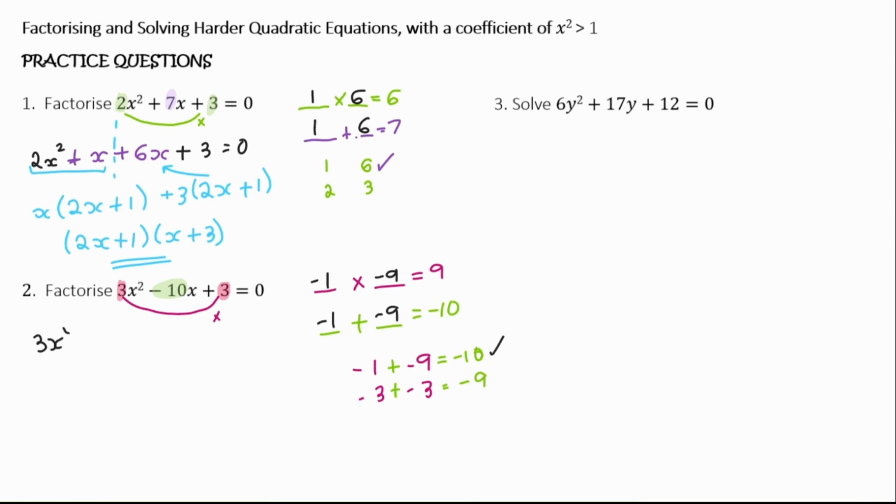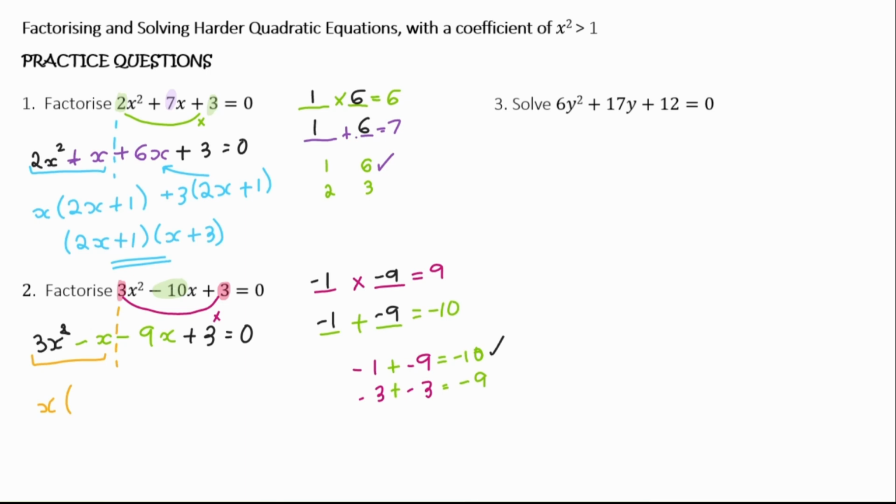We are then going to write 3x squared as it is, but break minus 10x into its sum. So we will write minus x or minus 1x and minus 9x and keep the plus 3 as it is. We are then going to split the equation in the middle such that we've got 2 terms on each side. And for the first part, we are going to factorize that separately by putting x outside.